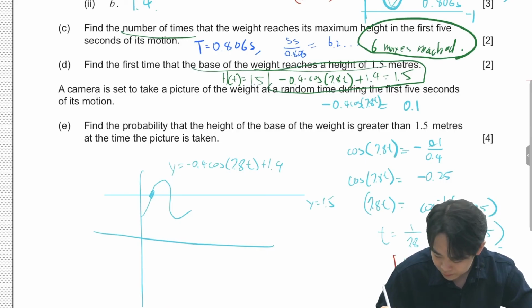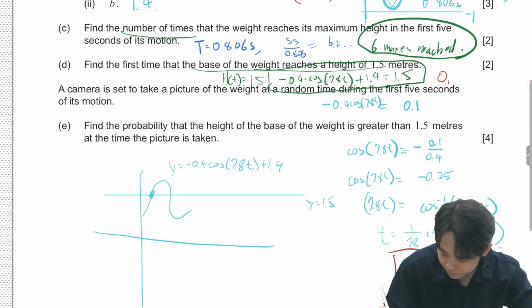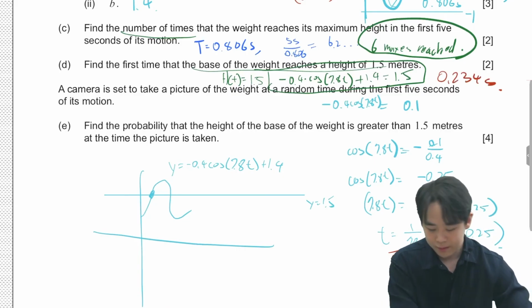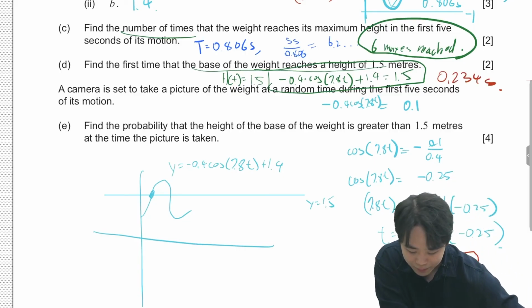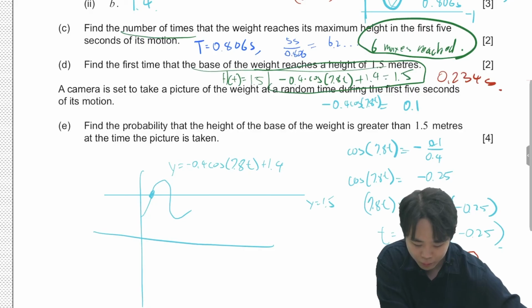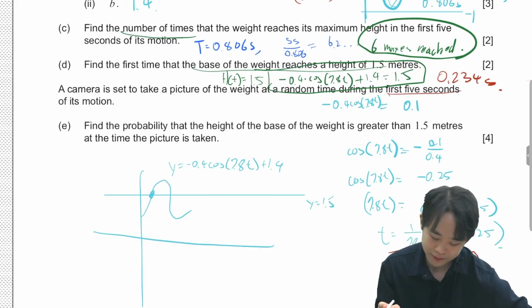So that's our answer for part D. Next, find the probability that the height of the base is greater than 1.5 meters during the first 5 seconds.